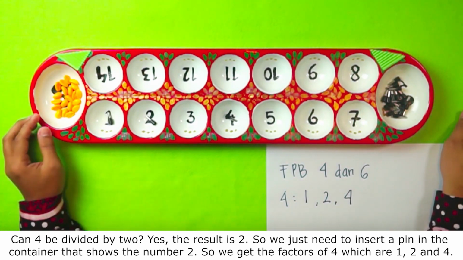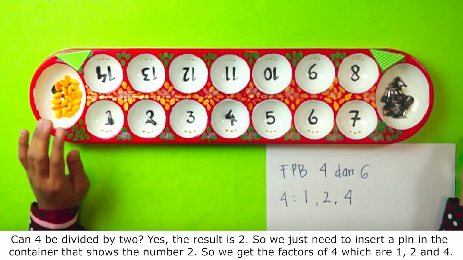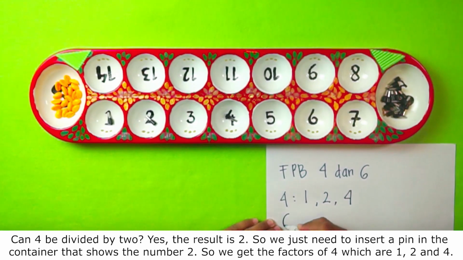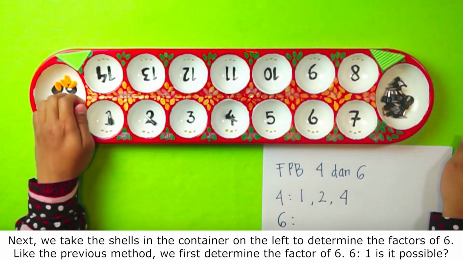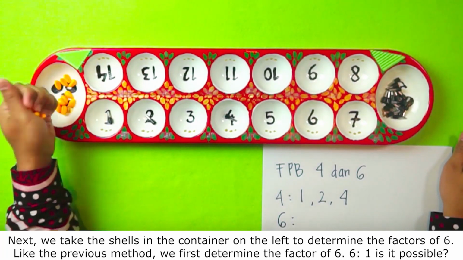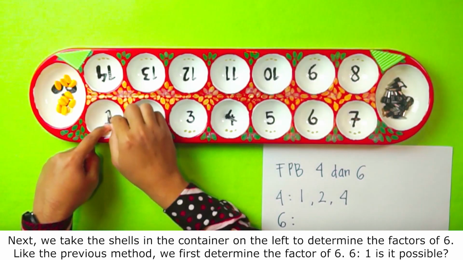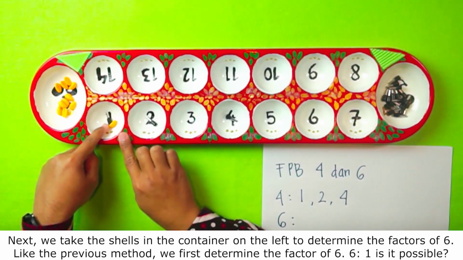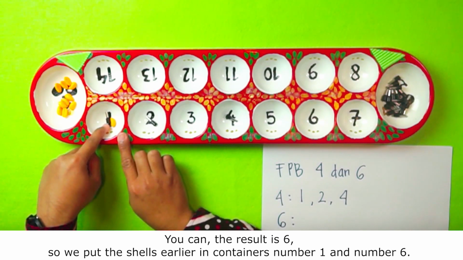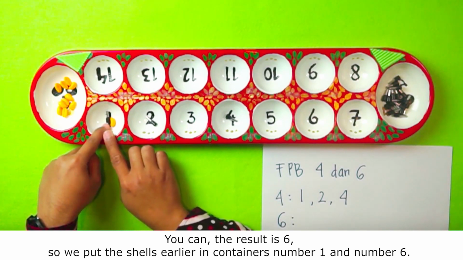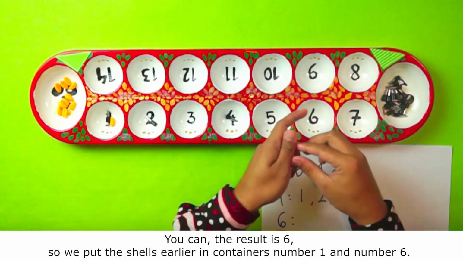Next, let's take the shells in the container on the left to determine the factors of 6. Like the previous method, we first determine the factors of 6. 6 divided by 1, is it possible? Yes, so the result is 6. We put the shells in containers number 1 and number 6.